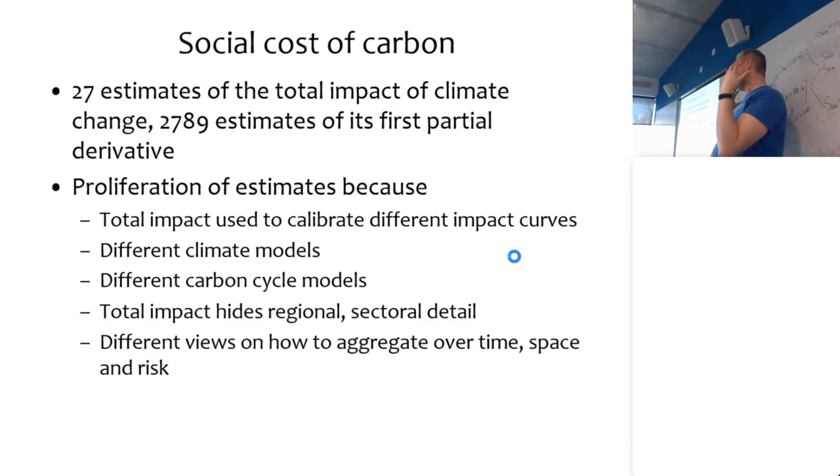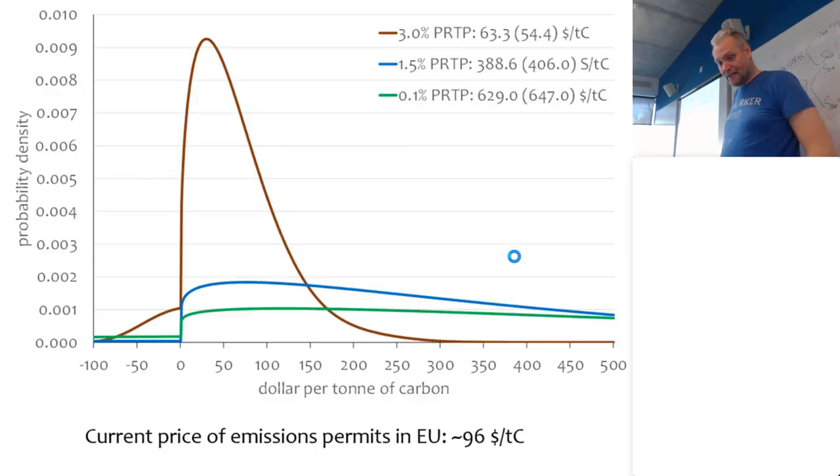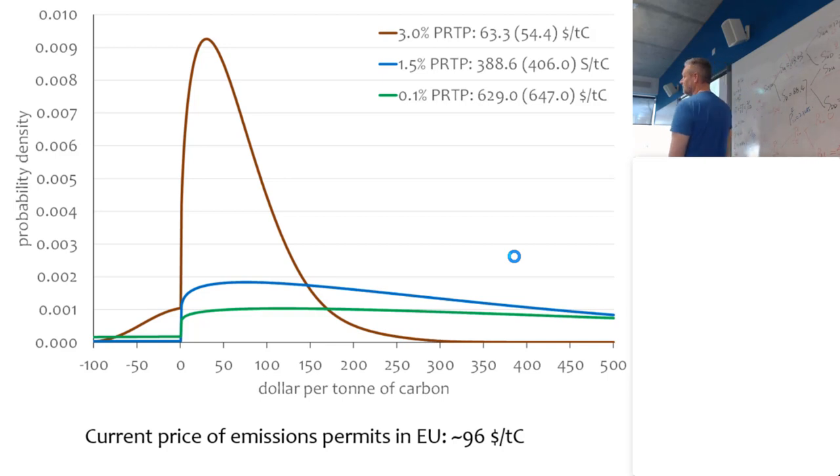Now, the good thing about 2,800 estimates is that you can do all sorts of fancy statistics, and I won't bore you with all the things you can do. But here is something that you can do, and this is a so-called kernel density estimate, where essentially you take all estimates and then you fit a probability density through it.